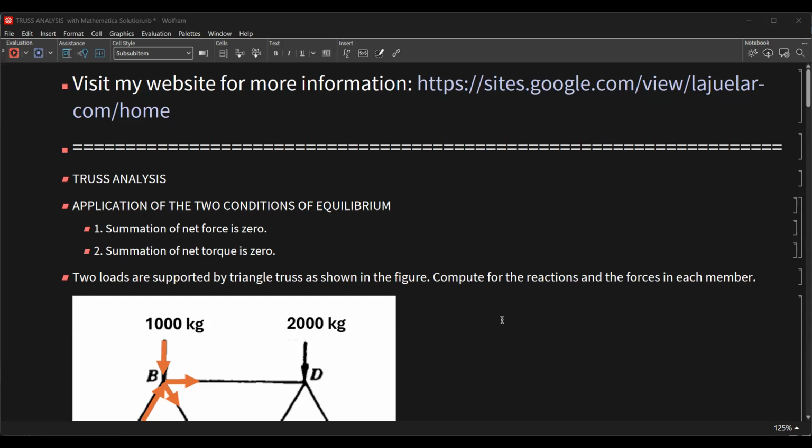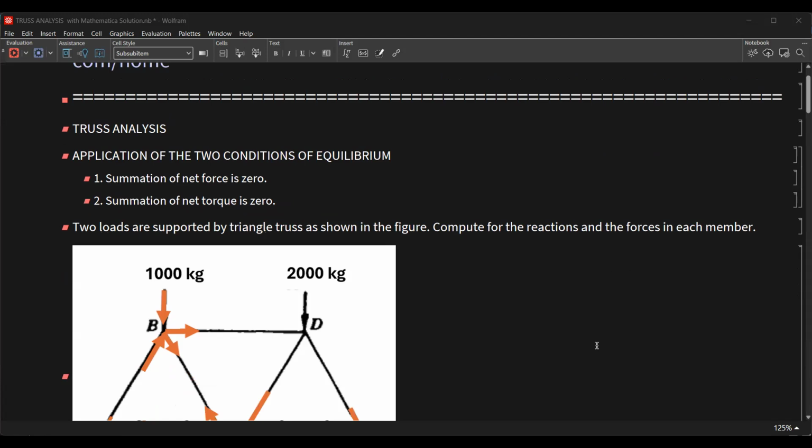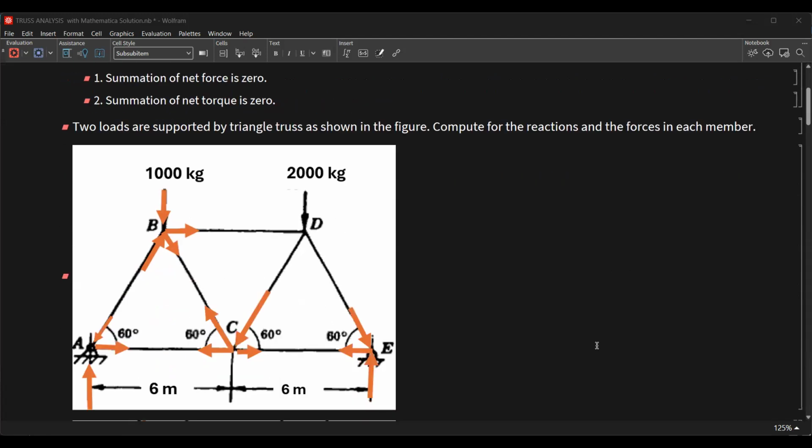Truss analysis, application of the conditions of equilibrium. Summation of net force is 0. Summation of net torque is 0. So we have here two nodes supported by a triangle truss as shown in the figure. Compute for the reactions and the forces in each member.